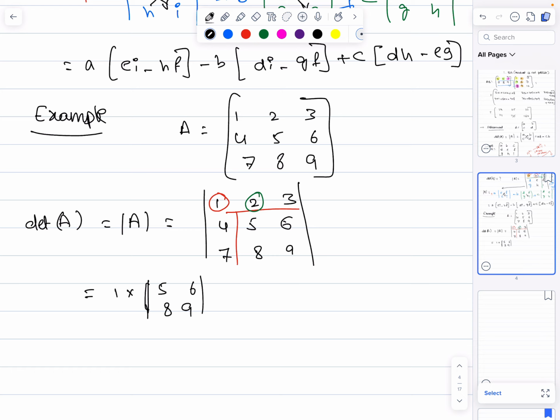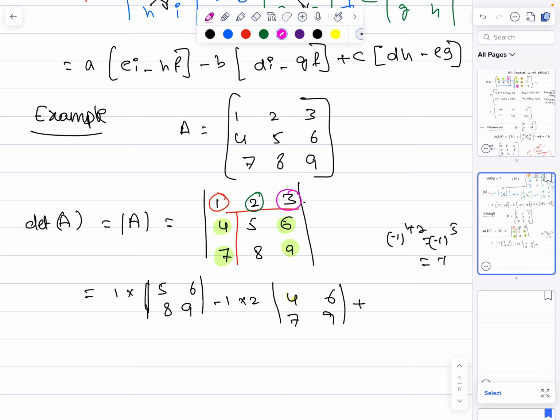If I move to 2, the position of 2 is first row, second column, that is minus 1 whole power 1 plus 2, which is minus 1 whole power 3, which is minus 1. Therefore, minus 1 into 2 into the leftover entries. What are the leftover entries after leaving the first row and then second column? You are left with this determinant, 4, 6, 7, 9.